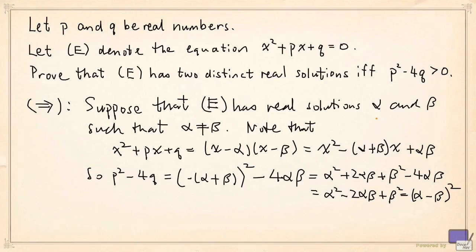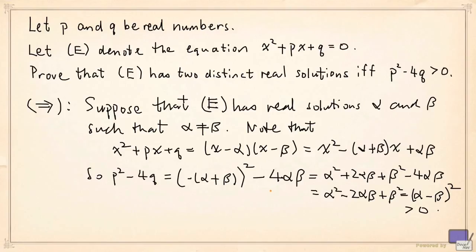Now, alpha and beta are assumed to be distinct and real, and so this quantity, which is the square of alpha minus beta, must be real, and since this is non-zero, this must be positive. And this is exactly what we wanted to prove: p squared minus 4q greater than 0. So we have proved necessity as well, and that means we have proved the statement.